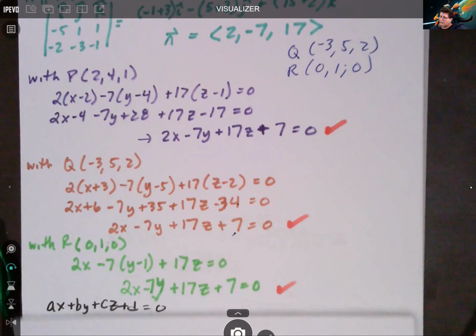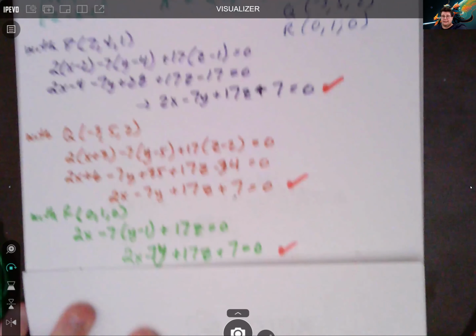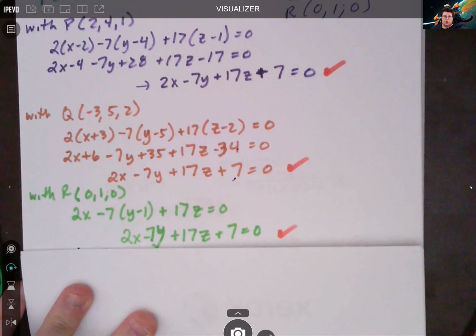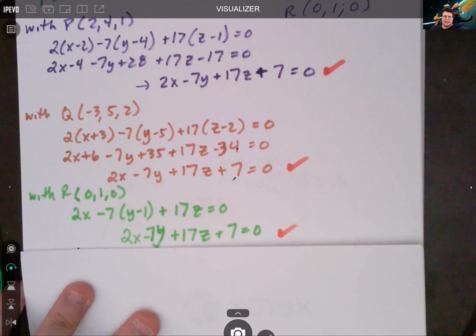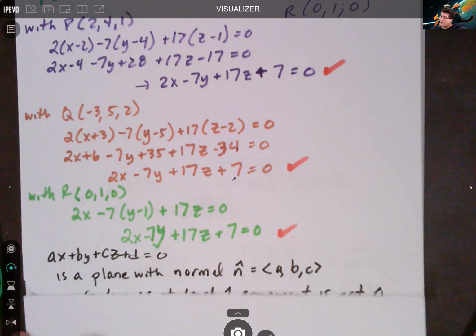And if we do R, we have 2x minus 7 times y minus 1 plus 17z. You can see relatively quickly we get that same equation. So it doesn't matter which point we use as P naught, as long as we have the right vector for that plane, you'll see we get the same equation for the plane for any of them.